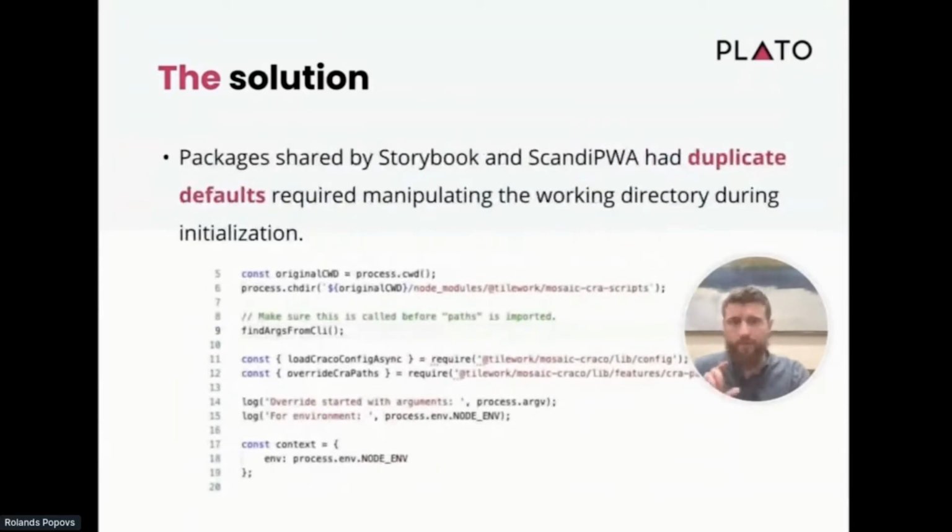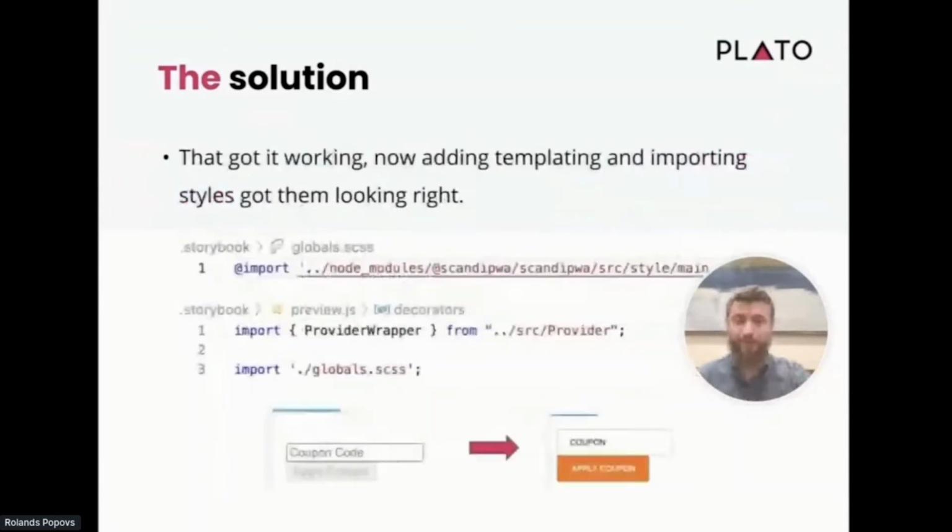But there's also a fallback mechanism, so that it can follow the same fallback mechanism that Magento has. And that required manipulating the execution directory during the initialization so that it would align with Storybook. That took a lot of trial and error, but we eventually found the bits that didn't work well together. After that, the core was working. We added templating styles. And as you can see, the bottom left was the core working, the bottom right, it looks right. So we're off and moving at that point.